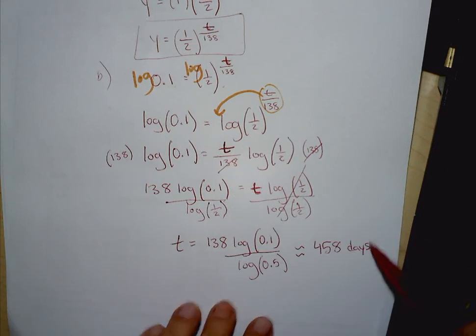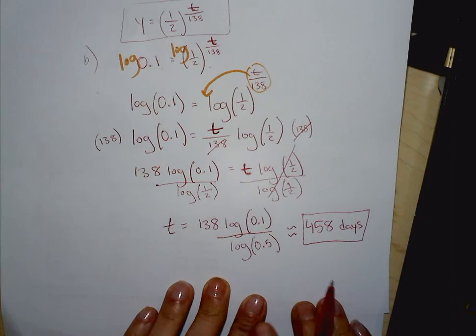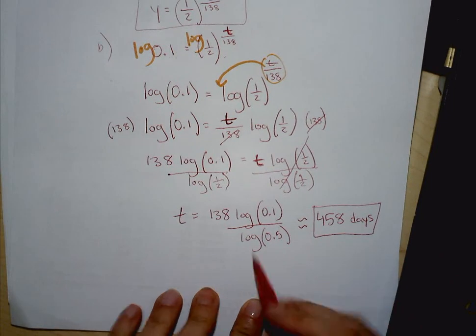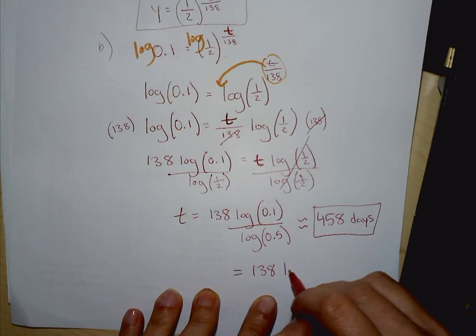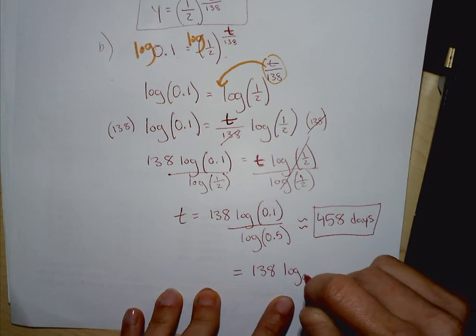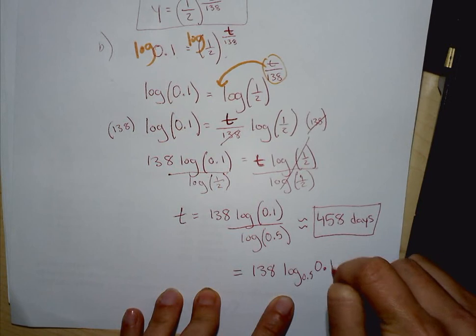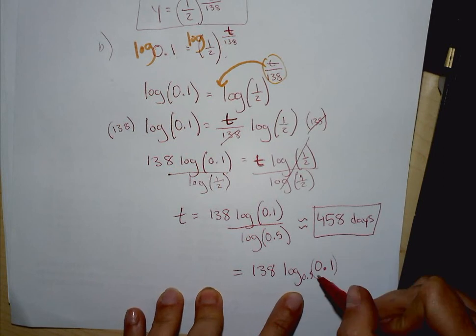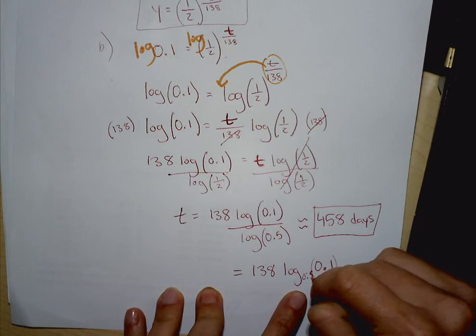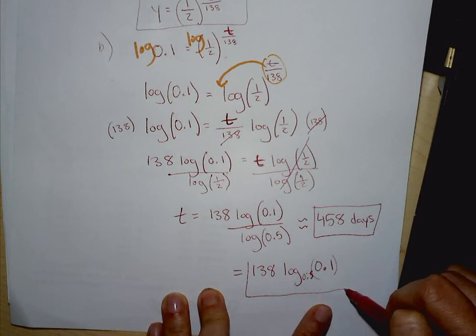That's if you have a calculator. If it's a multiple choice on the test, it might write it like this: 138 log base 0.5 of 0.1. And I'm going to put that in parentheses there just so you can make sure you know which is the base. Oh gosh, I'm making that worse. All right. Phew. Cool.